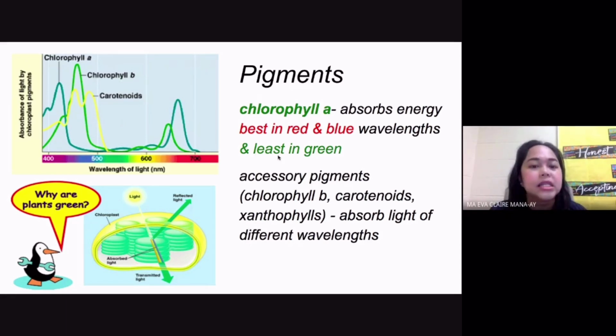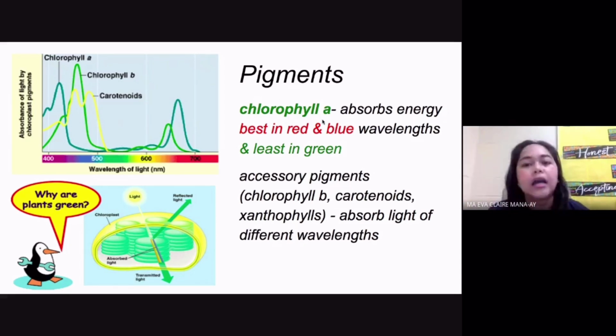Now, it does not absorb green light. This actually is the reason why your leaves appear green. They look green to us when we are looking at the leaves because the green wavelength is not absorbed by your leaves. Whatever is not absorbed is reflected back, and that is the color that we see.